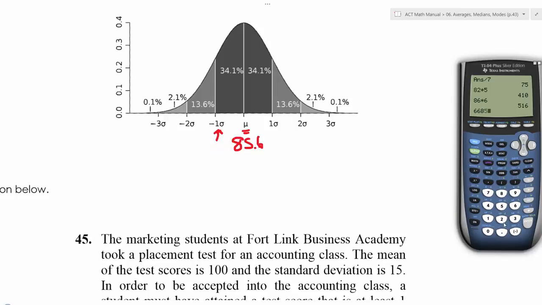If I do 85.6 minus the 1.8, what that tells me is that one standard deviation below my mean was 83.8, and then one standard deviation above my mean would be the 85.6 plus the 1.8.